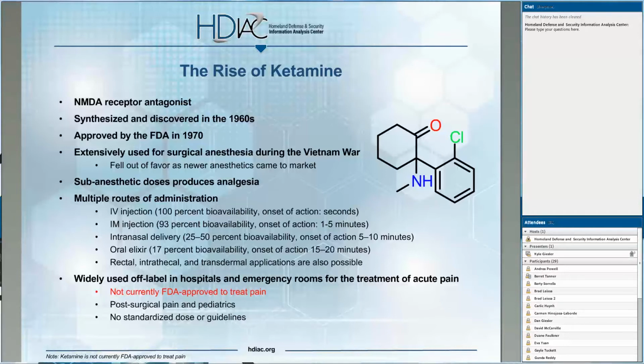And although it's not FDA approved to treat pain, lots of doctors in the emergency setting and hospital settings are using it off-label to treat acute pain, particularly post-surgical pain and in pediatrics. But again, there's no standardized dose or guidelines because it's not FDA approved, which is somewhat challenging.